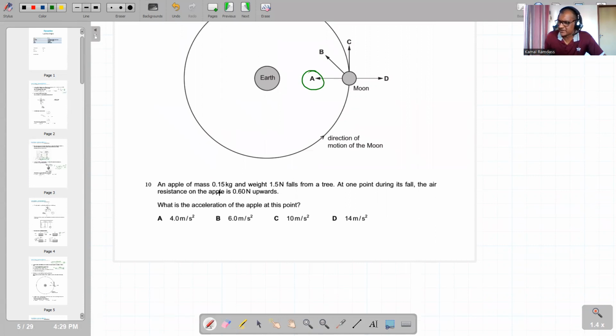An apple of mass 0.15 kg and weight 1.5 N falls from a tree. At one point during its fall, the air resistance on the apple is 0.6 Newton upwards. What is the acceleration? Resultant force is 1.5 minus 0.6, which is 0.9 N. Acceleration is force divided by mass, 0.9 divided by 0.15, which is 6 meters per second squared.